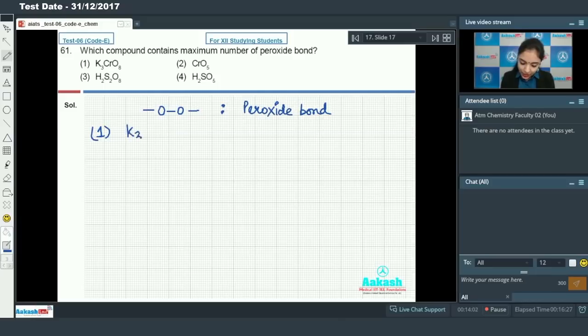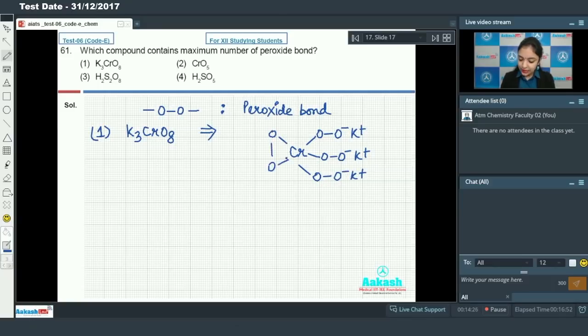So for this you need to know the structures of all the four compounds. In the first case we have K3CrO8, which has a little bit complex structure. So in this case we have this kind of structure. You can see here there are four peroxide bonds. There are four peroxide bonds.